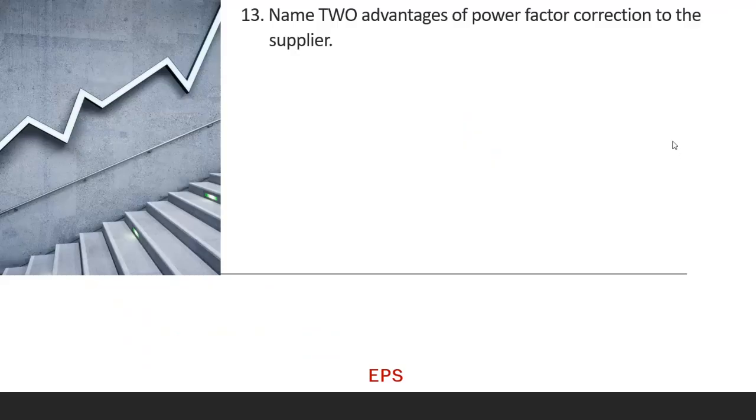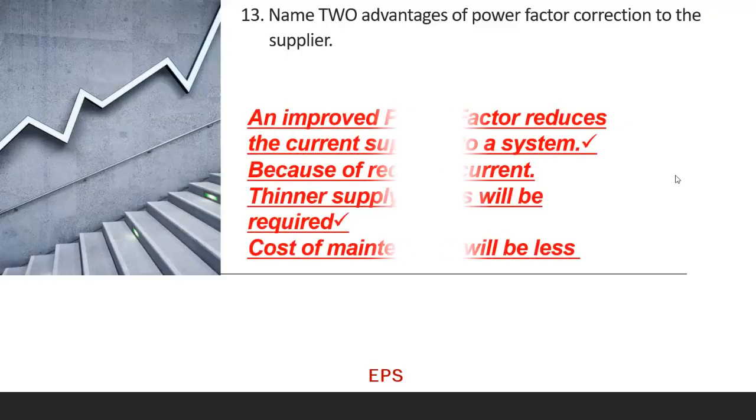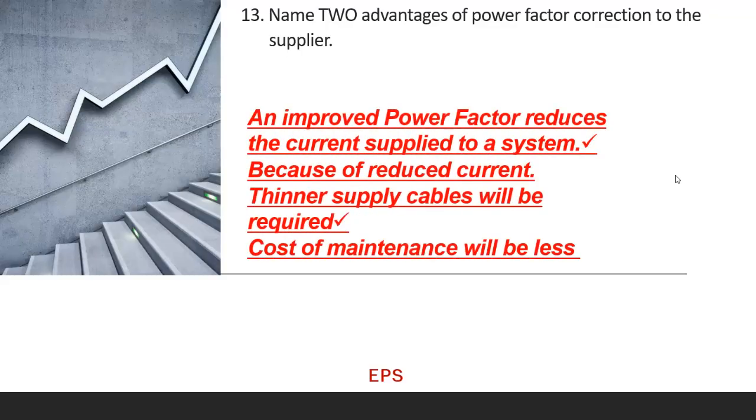Name 2 advantages of power factor correction to the supplier. An improved power factor reduces the current supplied to a system. Because of reduced current, thinner supply cables will be required. The cost of maintenance will be less.